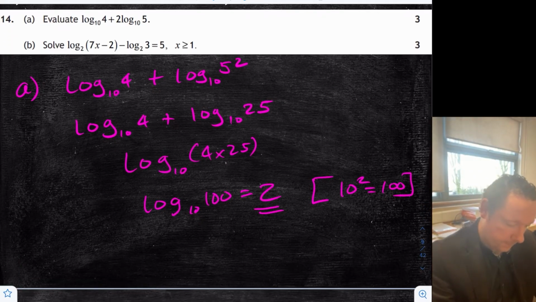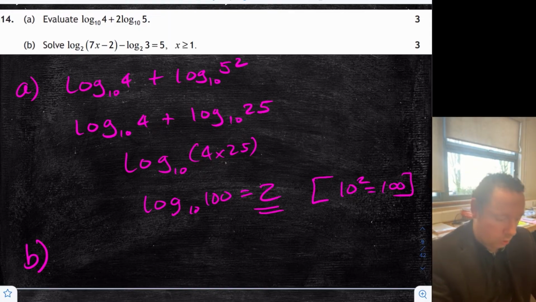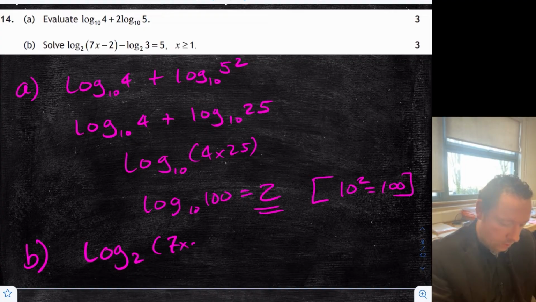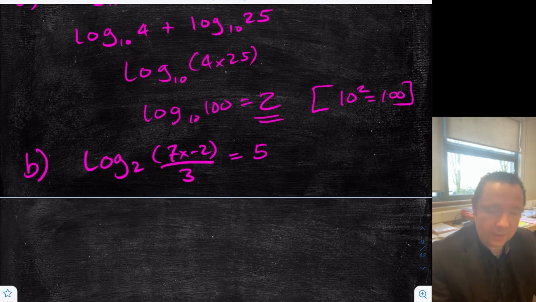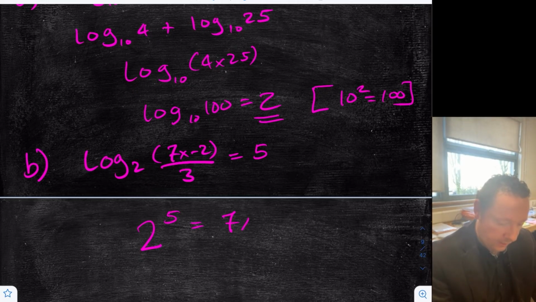Part B. Solve log 2 of (7x minus 2) minus log 2 of 3 equals 5. So we'll combine that into one log straight away by writing log 2 of (7x minus 2) all over 3, because a minus means we can divide. And that equals 5. So when using our rules of logs to eliminate, we've got a log on one side and a number. So 2 to the power of 5 equals this. So I can write that 2 to the power of 5 is (7x minus 2) over 3.